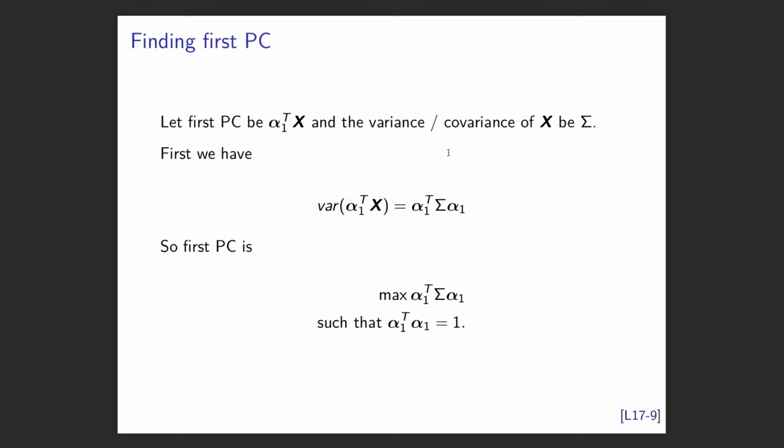So let's think about our problem. We want our first principal component to maximize alpha 1 transpose sigma alpha 1 such that alpha 1 transpose alpha 1 equals 1. That's the idea I said, that it's basically this vector of loadings has length 1. That was normalized.